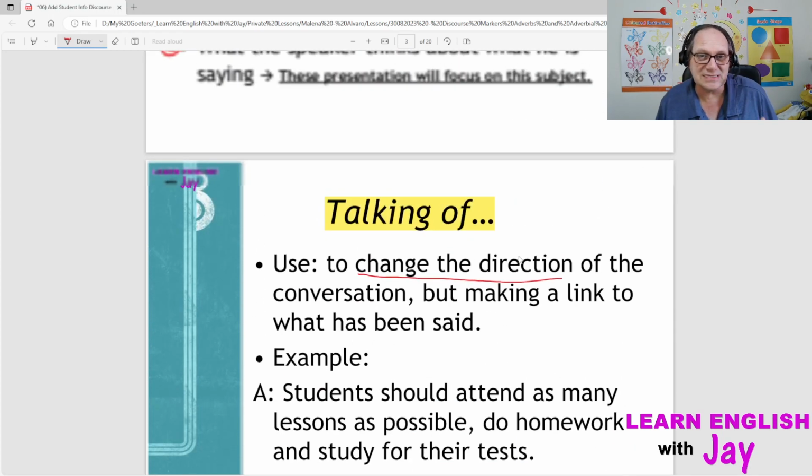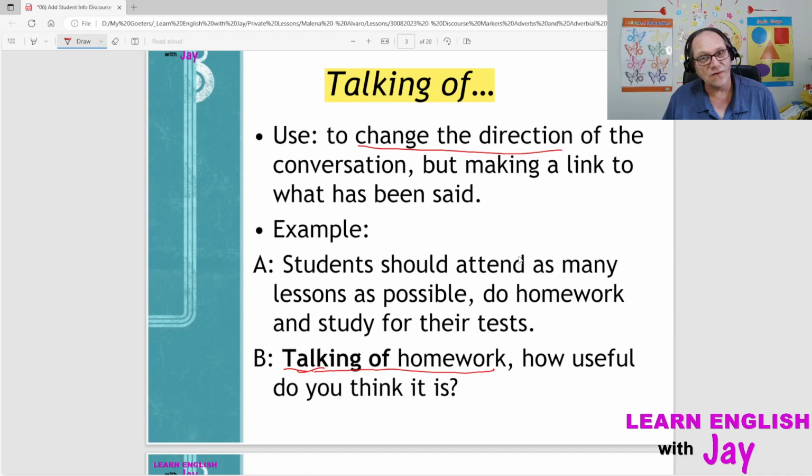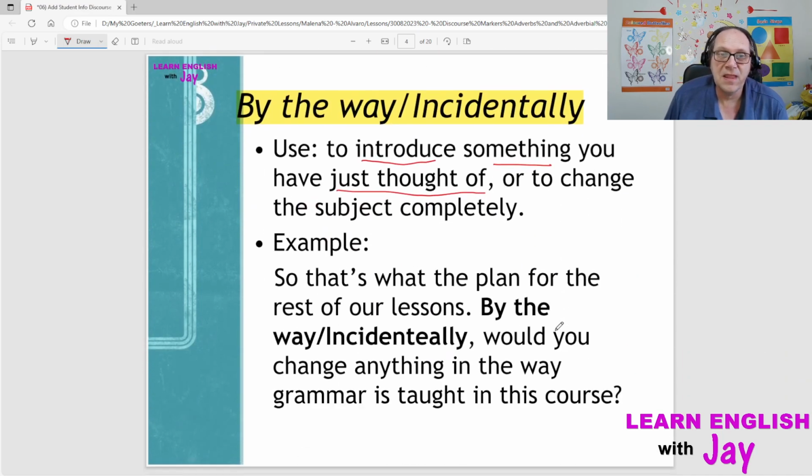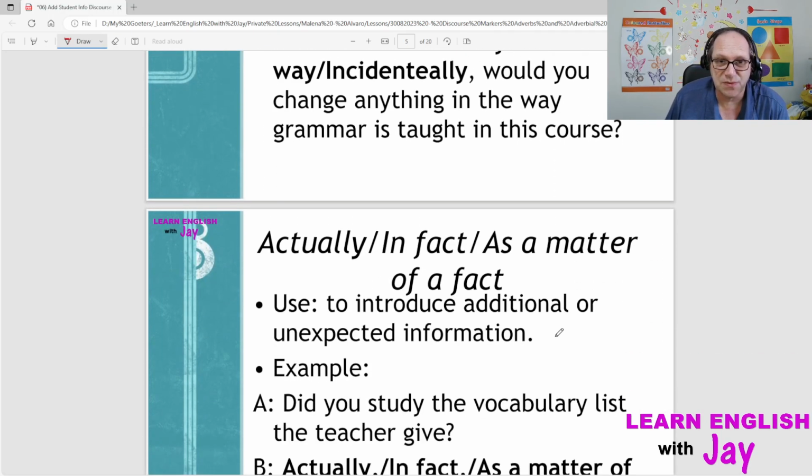It's not the same as talking of. By the way, with this one you can actually use speaking of as well. All right, if you want to be a little bit more formal, you can go with speaking of. So it's not a problem there. By the way, incidentally, it's to change the topic. All right, it's something that you just thought about, and or you want to change the topic completely.